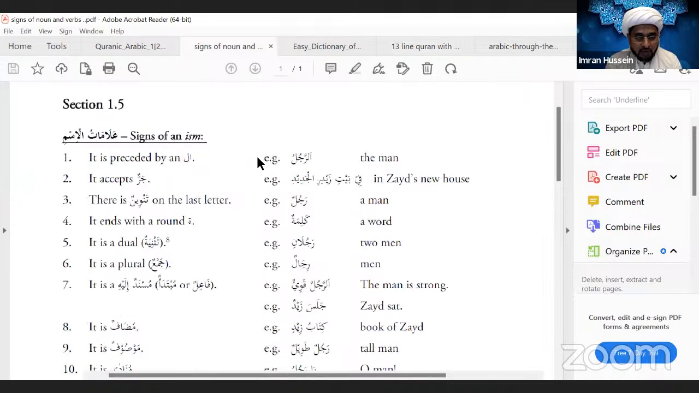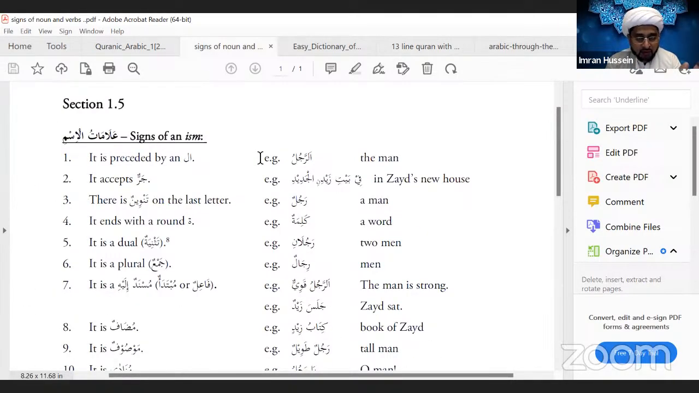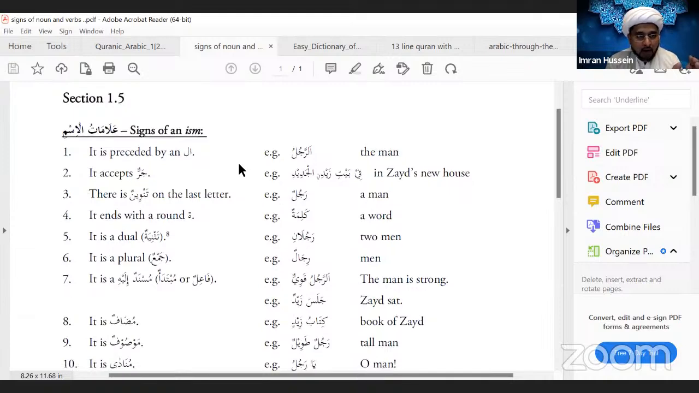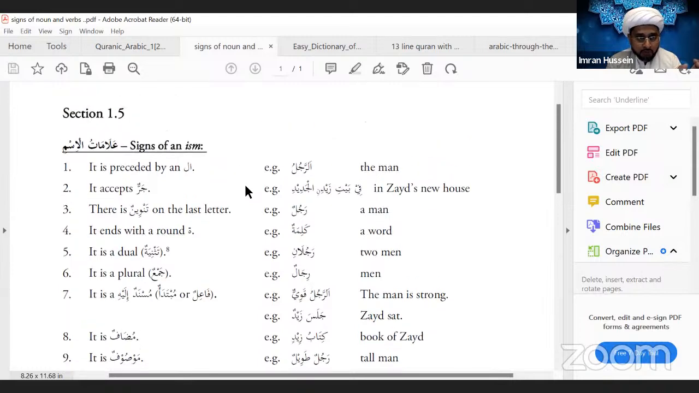Okay. Now, this is the first introduction lesson today. This will benefit everyone at all levels. Now, this is essential, and then I'll apply this to the Quran. Okay. Now, it says alamat. Okay, let me just make this.